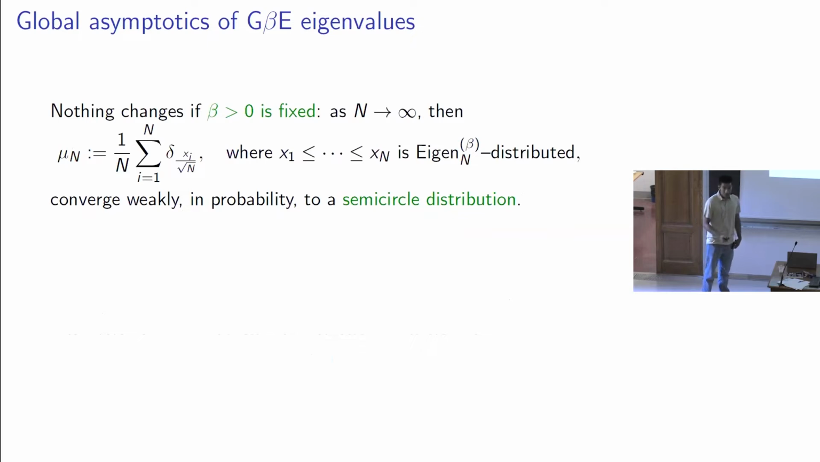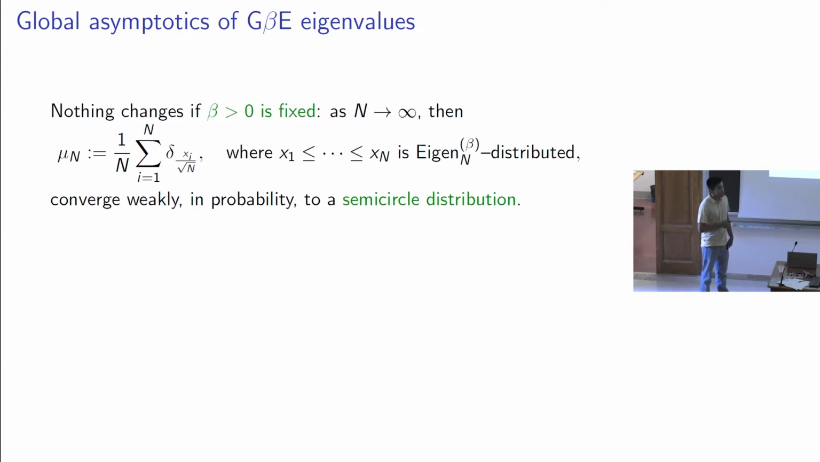So, okay, let's do the same type of thing. Consider the n random eigenvalues. They will be distributed according to this distribution, which depends on beta. Take the empirical measures and see what happens as n goes to infinity. So if beta is fixed and positive, nothing changes. You have the same type of result, and the limiting measure will be, again, the semicircle distribution. So everything remains the same.